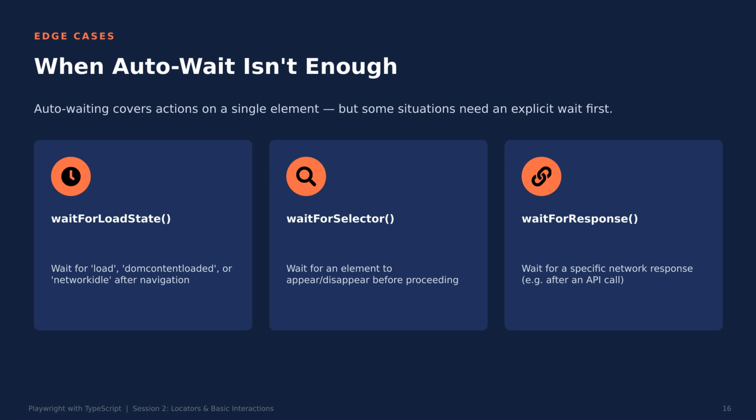Now, auto-waiting is fantastic, but it only covers actions on a single element. There are some situations where you genuinely need an explicit wait. waitForLoadState waits for the page to reach load, DOMContentLoaded, or network idle after navigation. waitForSelector waits for an element to appear or disappear before you proceed with the rest of the test. And waitForResponse waits for a specific network response to come back, for example, right after triggering an API call. These are the exceptions, not the rule, but they're genuinely necessary exceptions, and we'll use waitForResponse quite a bit when we get to session 6.